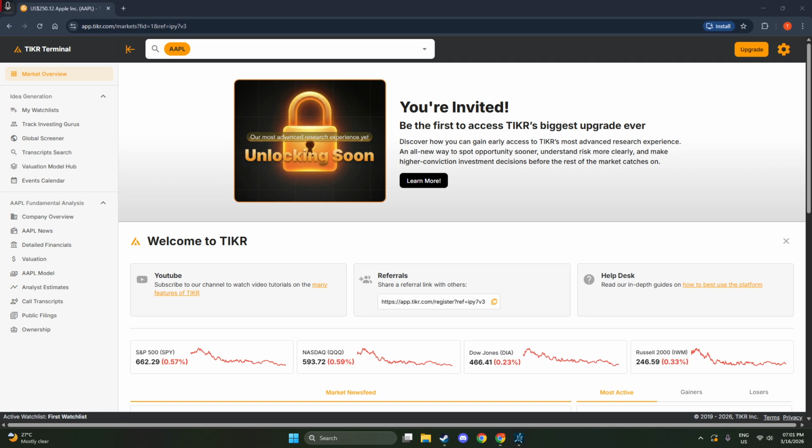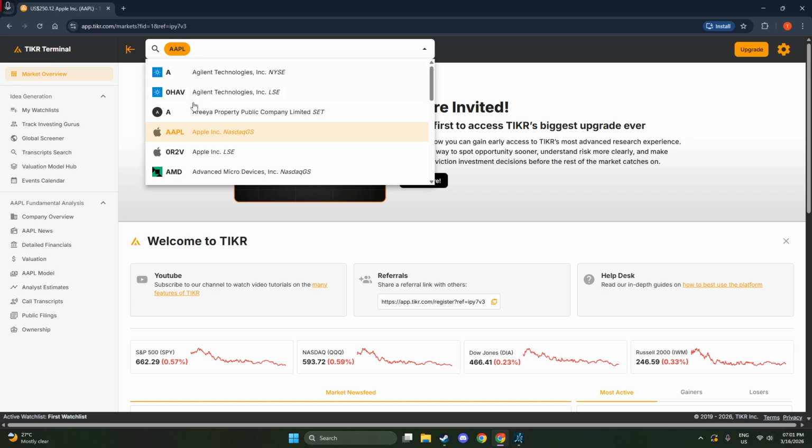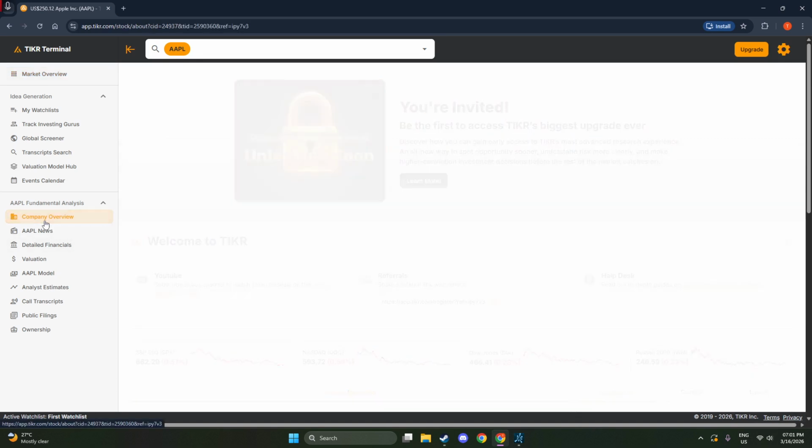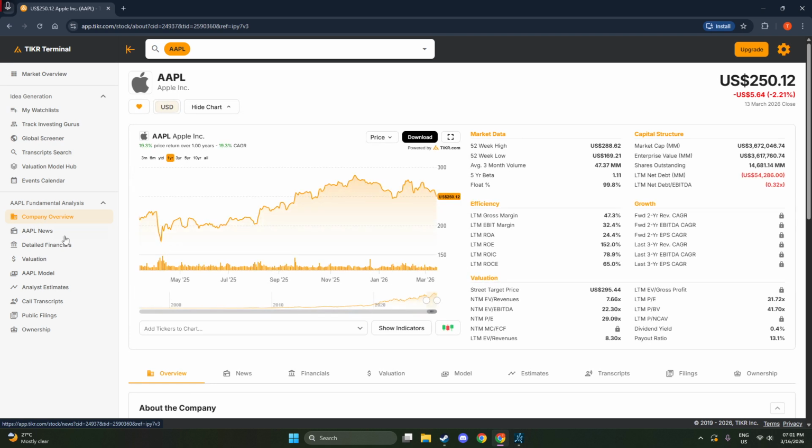Start by opening the platform and heading to a company's ticker page. Use the search bar to find the company you're interested in, then click through to its dedicated page. This page is your hub for everything we'll need. Next, move over to the Financials tab. Here, look for dividend-related sections.